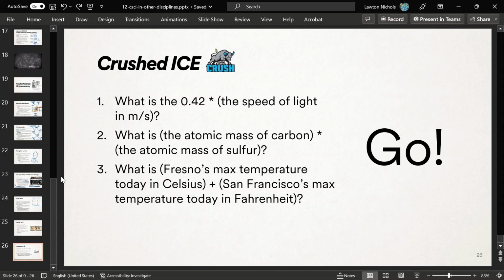But let me do all this together now. Let me verify some answers. I think Paris's max temperature today in Celsius is apparently 28. And San Francisco's max temperature in Fahrenheit is 64. And 28 plus 64 is 92. Close enough. And the other ones I think I have in the notes.